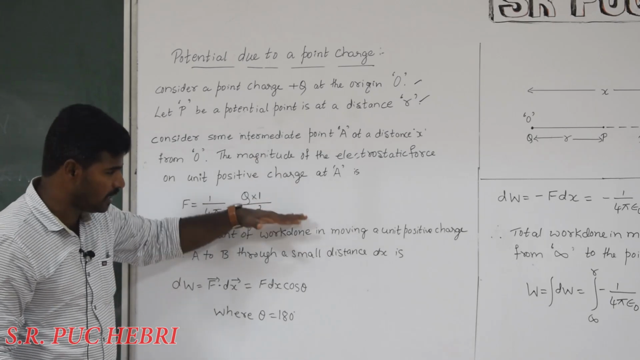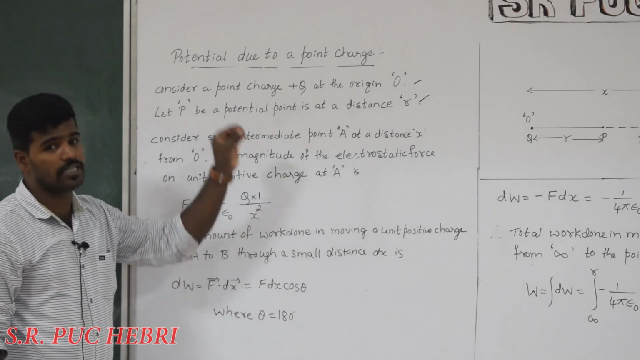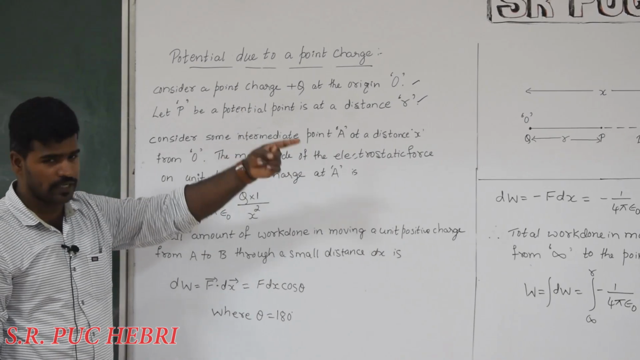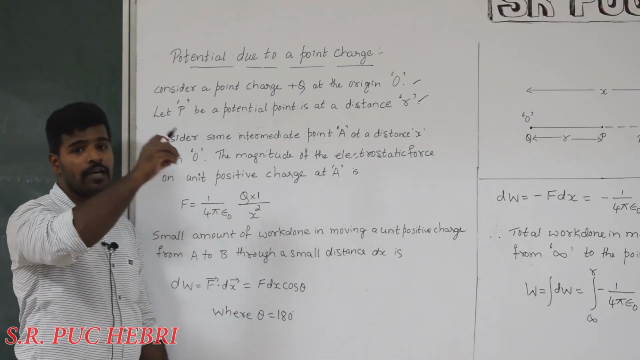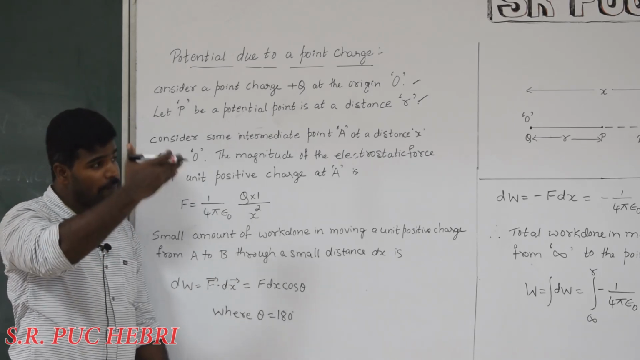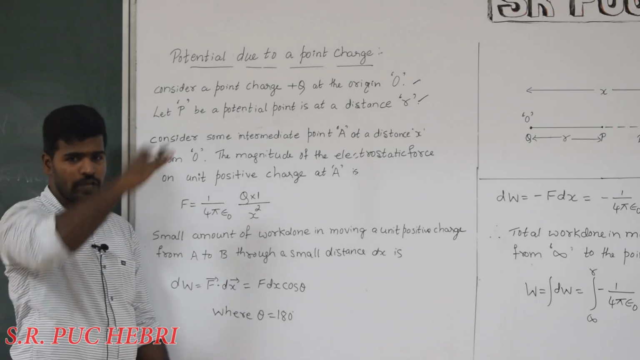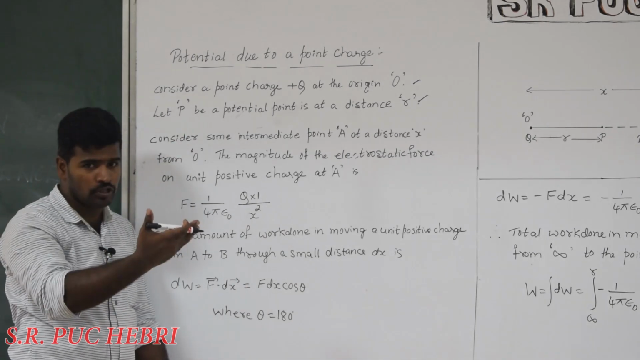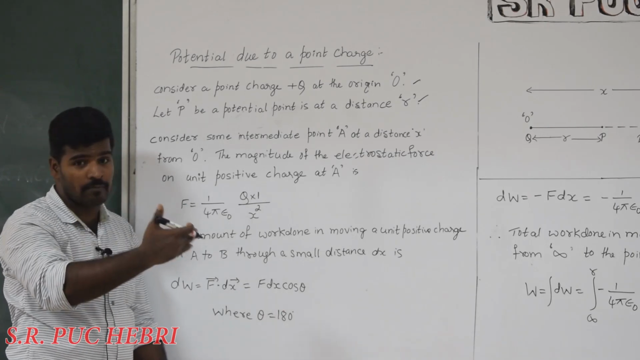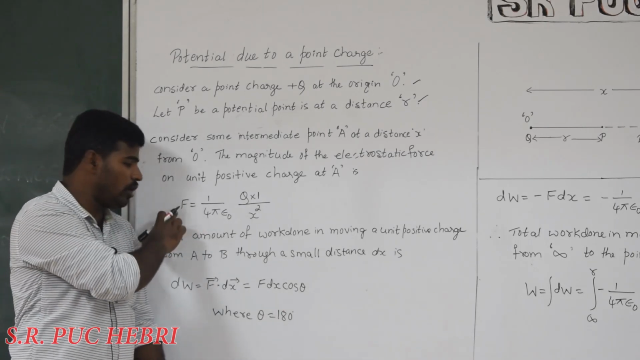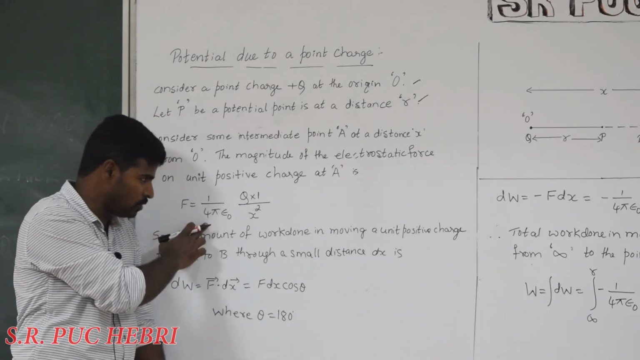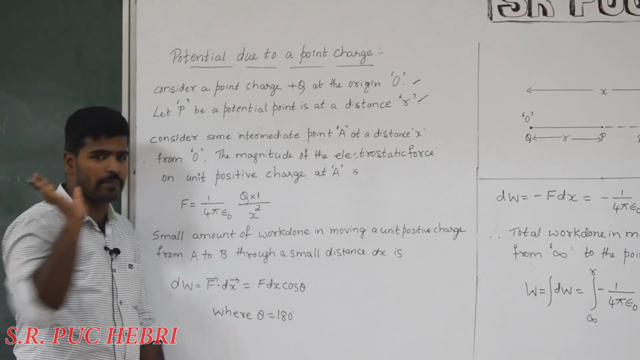The concept so far: the source charge exerts an electric field, and thus it exerts an electrostatic force up to infinity. The unit positive charge taken in from infinity is called plus 1 coulomb. When this same unit positive charge is brought from infinity to A, it experiences the electrostatic force. According to Coulomb's law, that force is F equal to 1 by 4 pi epsilon naught Q into 1 divided by x square.